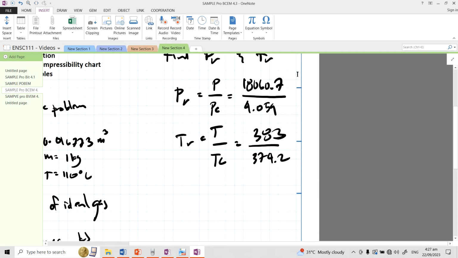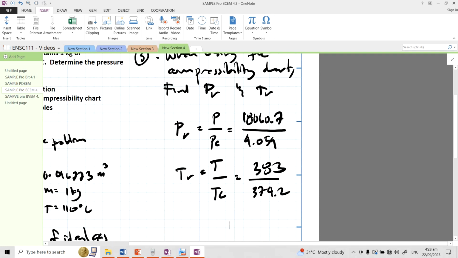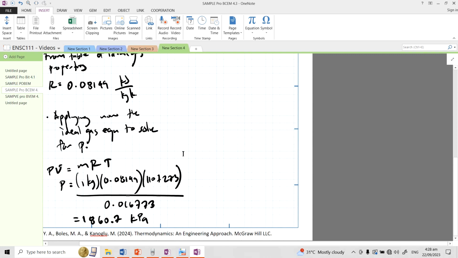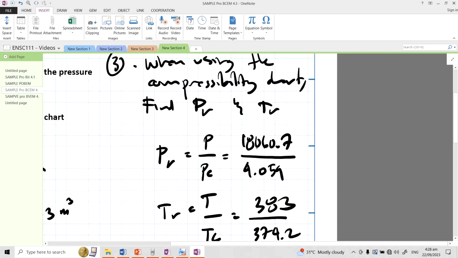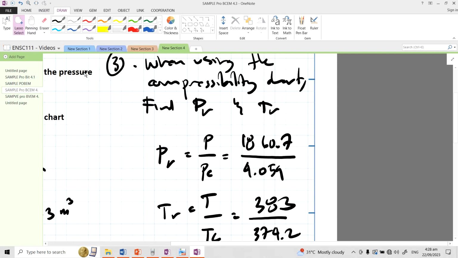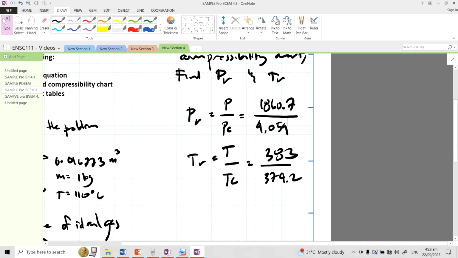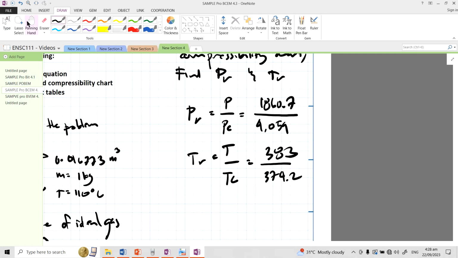So this is in Kelvin, and this one is in megapascals, but this one is in kPa. So we have to convert one to the other. So 1860 kPa, and this one would be 4,059 kPa. Okay, so let's compute this.